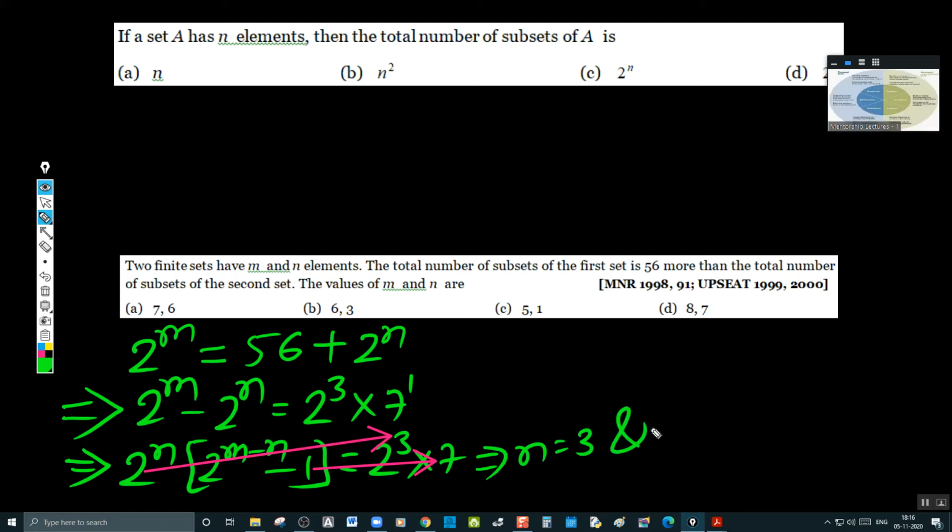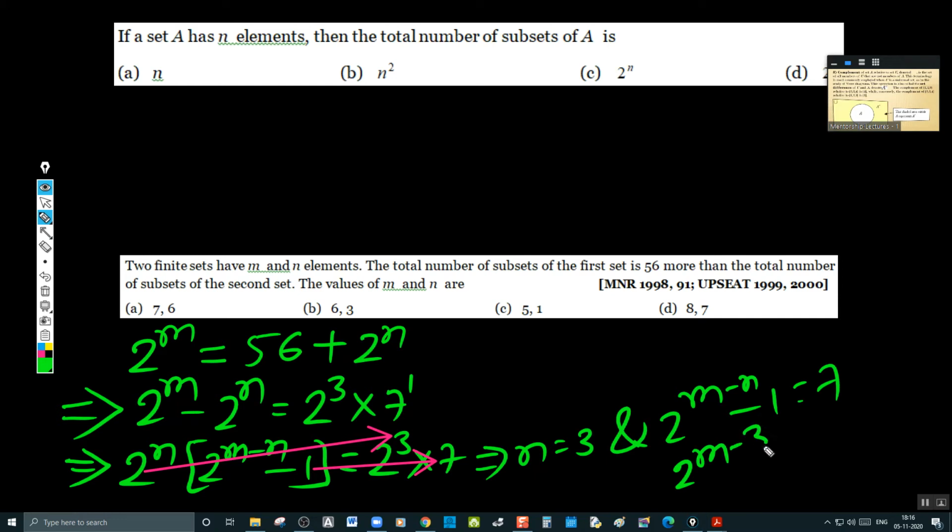And 2 power m minus n, minus 1 is equal to 7. That is 2 power n, we have got it to be 3 there. 2 power m minus 3 is equal to 8. 8 is nothing but 2 cube. So m minus 3 is equal to 3, and m is equal to 6.